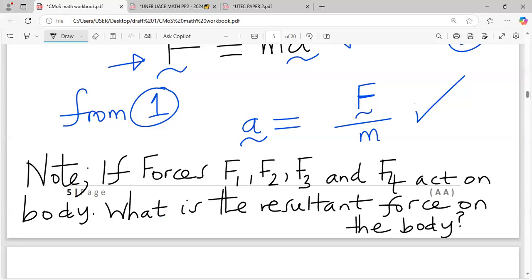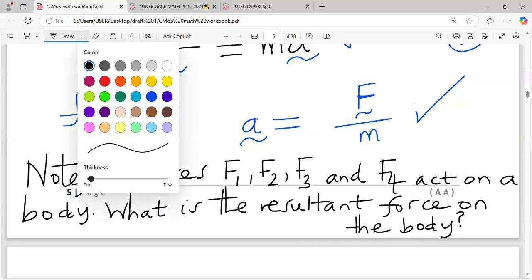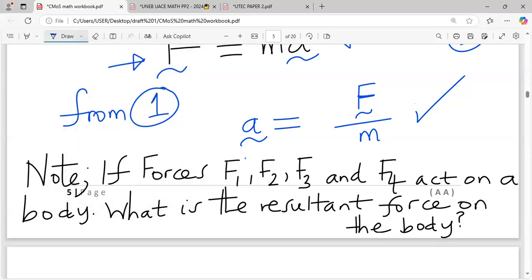I want someone to tell me. I'm asking, if forces F1, F2, F3, and F4 act on a certain body, what is the resultant force on that body? Anyone who can give it a try?